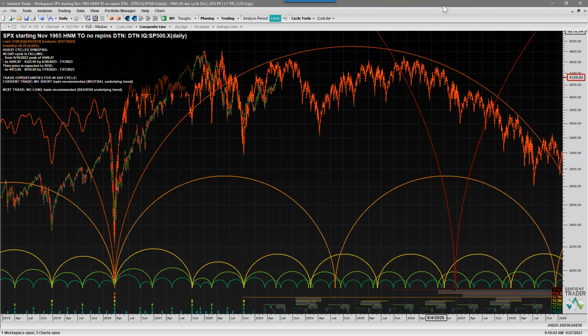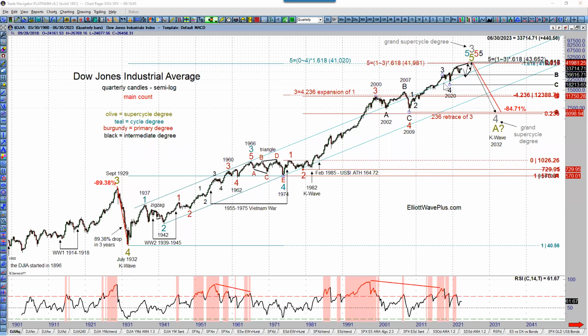This is why I do not believe we have an end to the secular bull market up from the 1932 low. And it's one of the reasons why. The other reason is I've got these Fibonacci targets up here that haven't been hit yet in the Dow, that are anywhere from 41,000 to 43,652. So I don't think we have a market top yet. I think it's going to be a rounded market top.